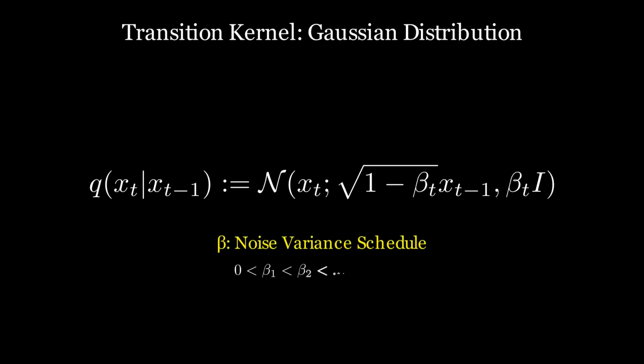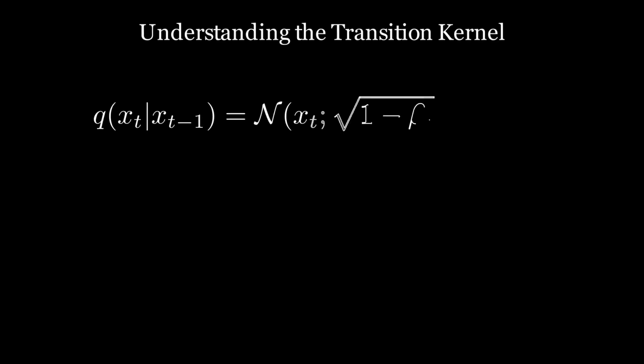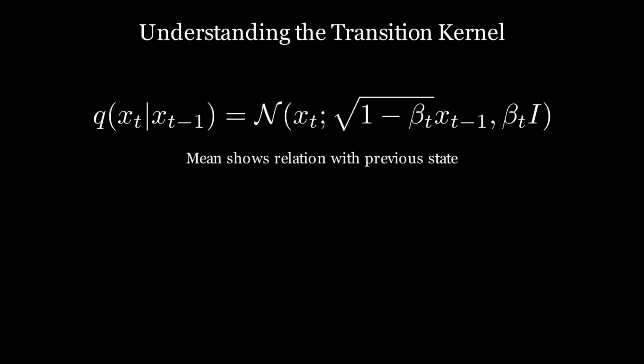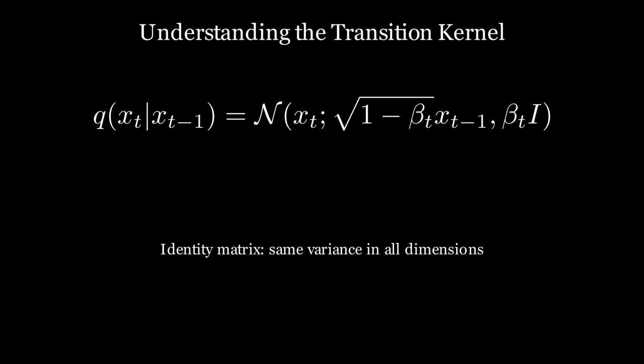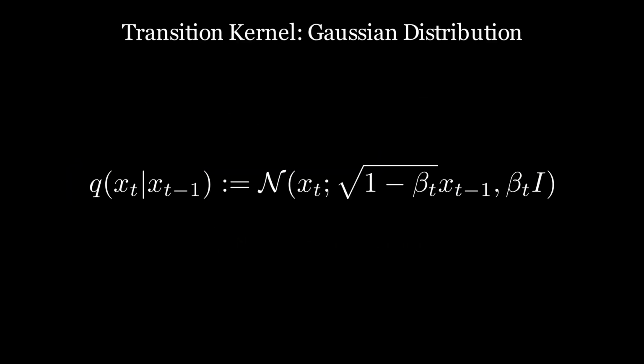The mean term root over 1 minus beta t times xt minus 1 contracts or scales down the previous state. This is important because it ensures we are not just adding noise but actually moving towards a standard Gaussian distribution. The variance term beta t into I determines how much noise we add at each step. The identity matrix I means we add the same amount of noise in all dimensions.